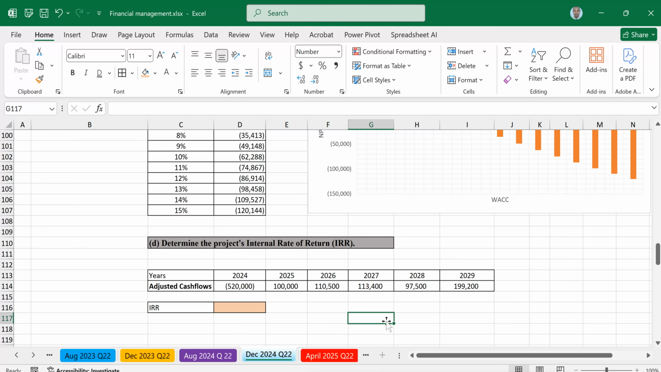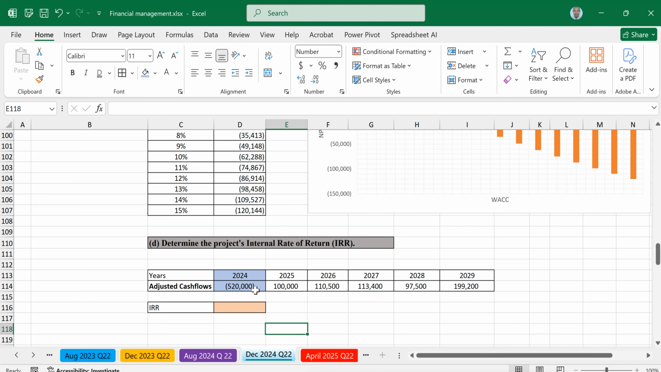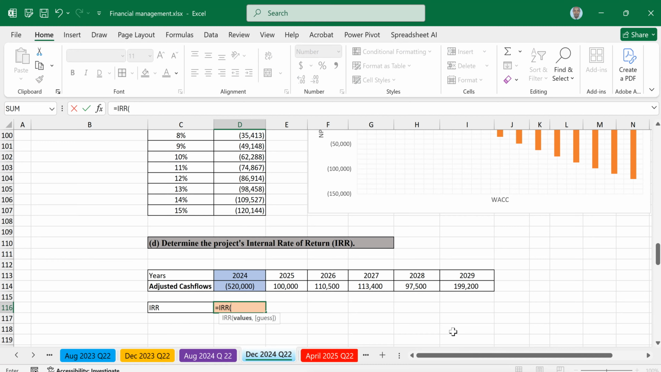So remember, this was the initial year, the initial period. So it's an outflow. IRR will be equal sign, then IRR. Just select all the values from 520 to the last one. Remember, 520 is negative, so select all of it. From 520 to 199,200, close bracket, enter. And IRR is 5.61.